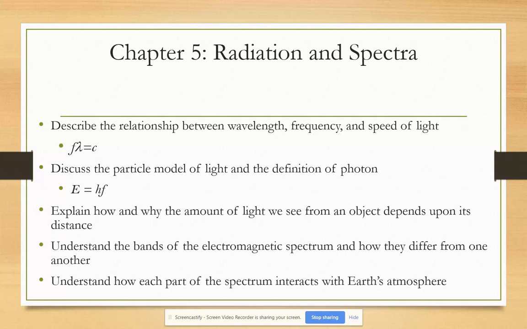So the first thing is knowing about light. Chapter 5, we're going 5 through 12. So chapter 5 is about light. And so you need to remember things like the relationship between wavelength, frequency, and the speed of light. That is, frequency times wavelength equals the speed of light.